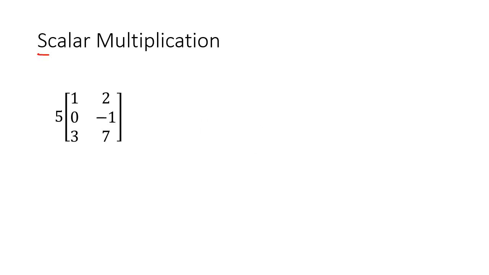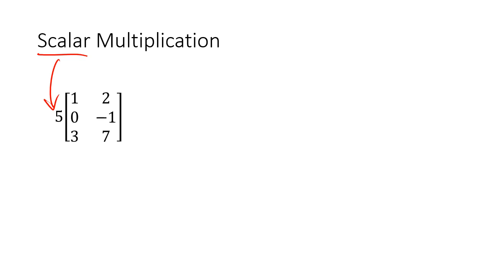So looking at scalar multiplication, and a scalar is this number out the front. Basically, it's just multiplying everything by 5, and it's called a scalar because it scales it. In this case, it's making everything 5 times larger. If we were to multiply by 0.5, we'd be making everything smaller. So that's what we mean by scalar multiplication.